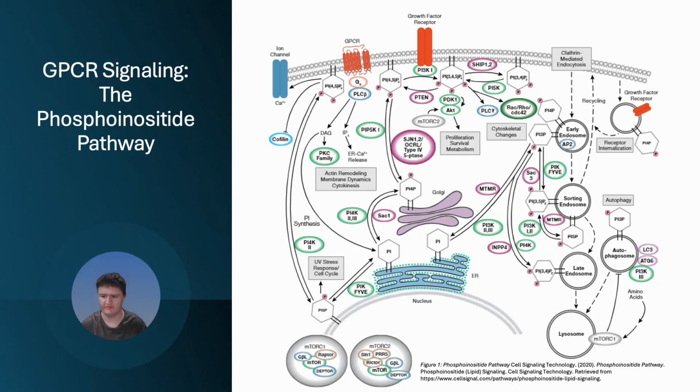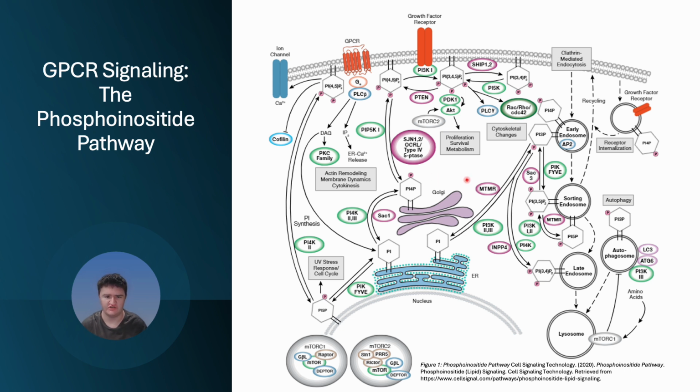Today we're going to take some time to talk about the phosphoinositide signaling pathway. This pathway is really important to keeping us alive and making sure that our downstream signaling effects occur so that our body can carry out all of its required cellular functions, reactions, everything like that.